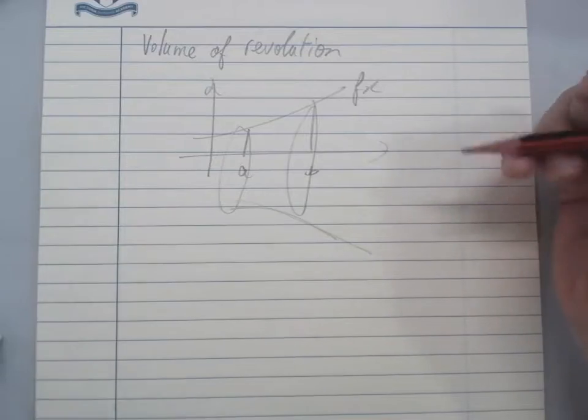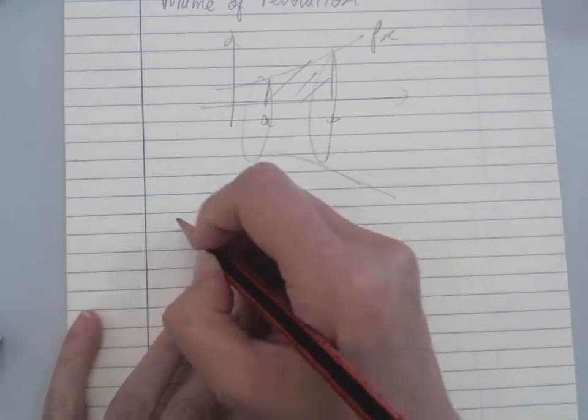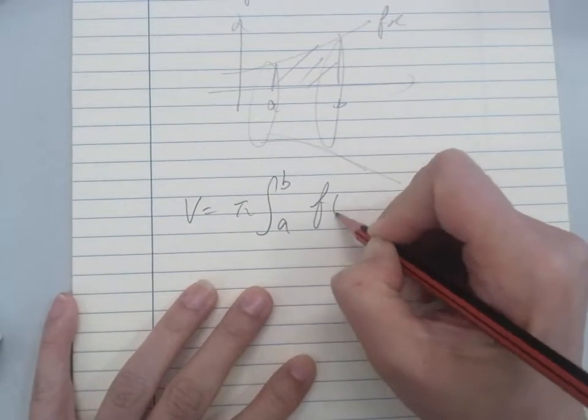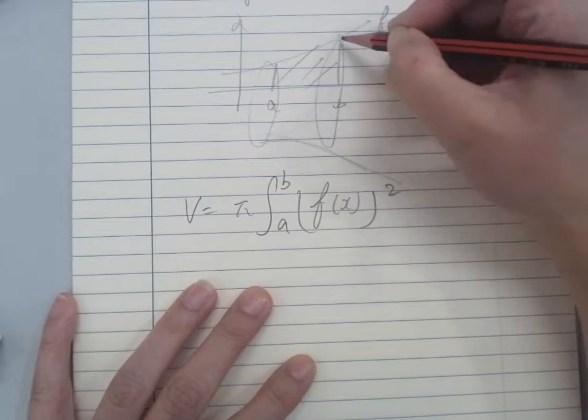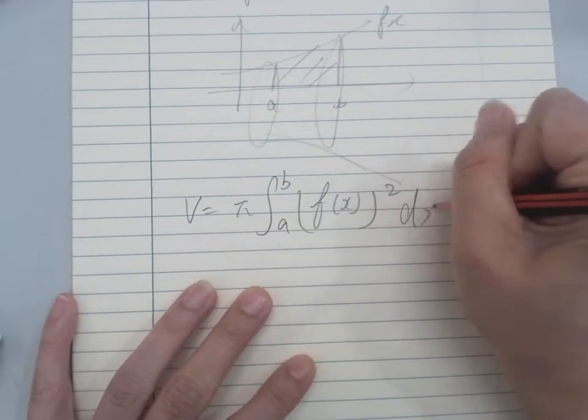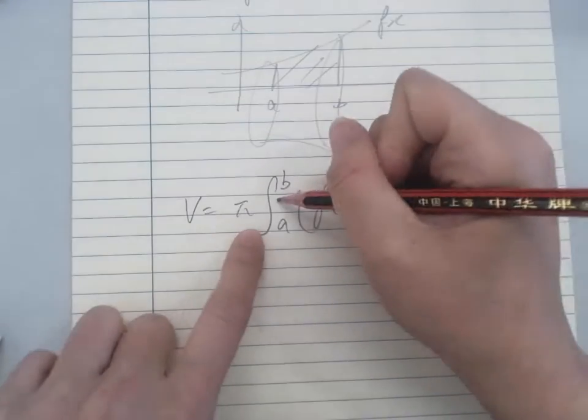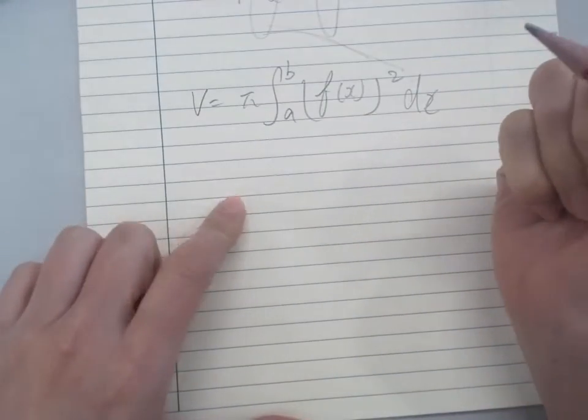To do this, we need to use the integral to find the area and then rotate it around the axis. So the volume could be found as pi, integral from a to b, of f(x) squared, the radius, dx. And this is just the basic formula. Remember, you square first before integrating, and then multiply by pi.